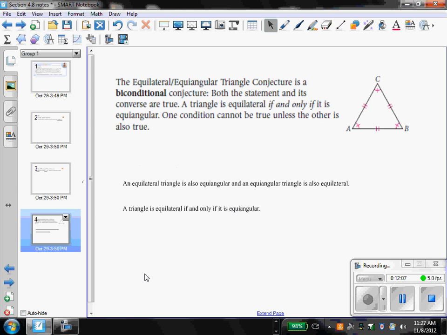So that completes our section 4.8, which is the last section of the chapter. On page 245, I'd like for you to do numbers 1 through 5. We'll see you in class tomorrow.